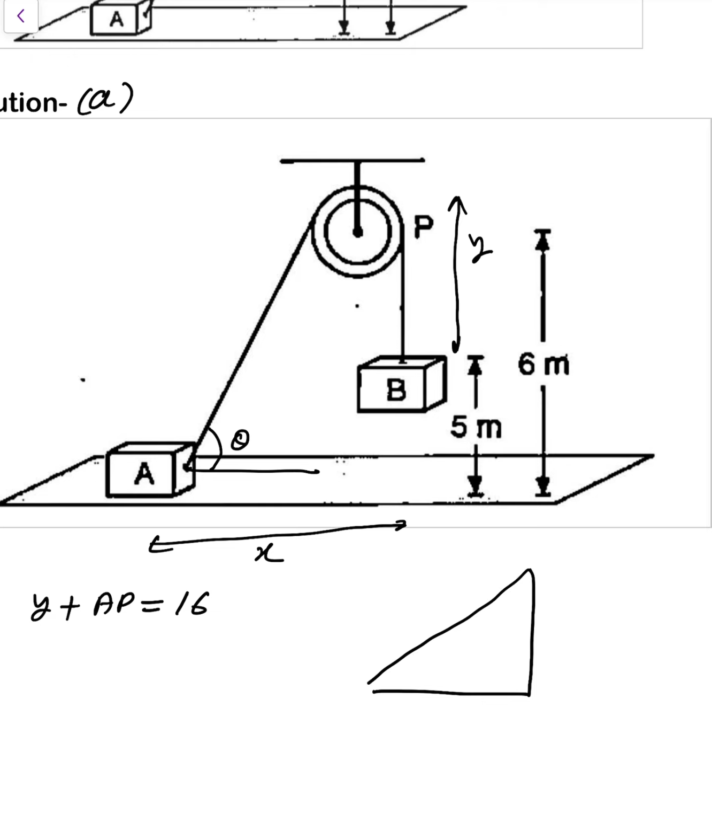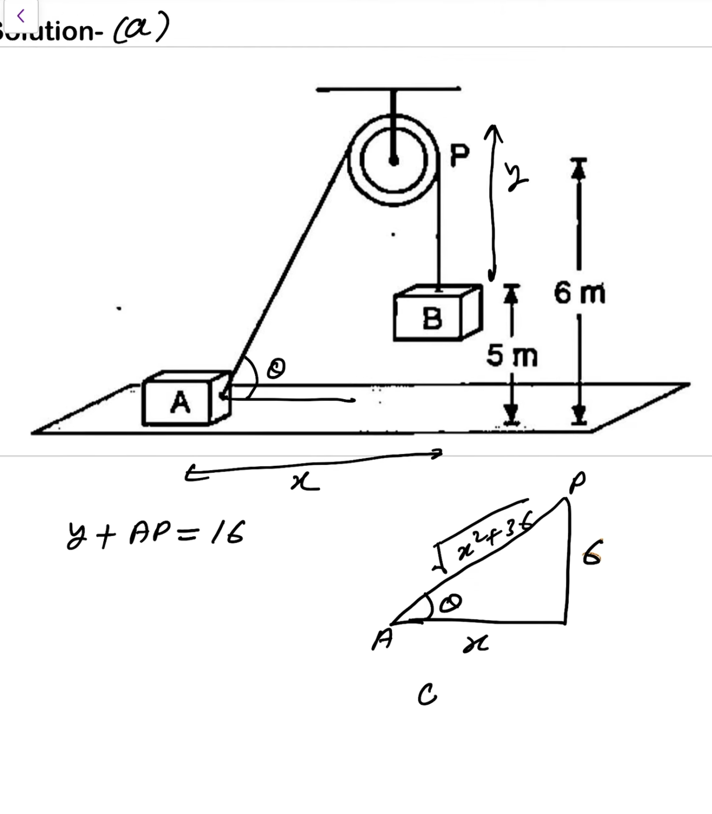If you see very carefully, the angle is theta, here A, here P. That distance is x, and this is 6. We focus on here, that is 6, and this one is the square root of x squared plus 36, with the help of the Pythagoras theorem. So cos theta is written as x upon the square root of x squared plus 36. Clear?